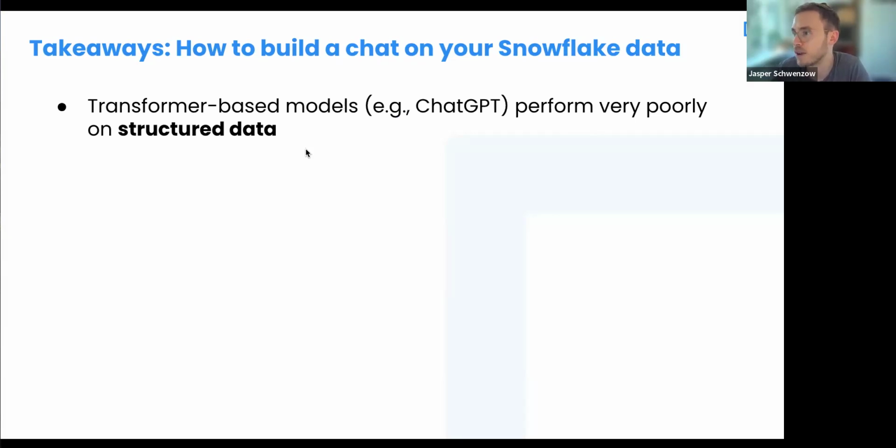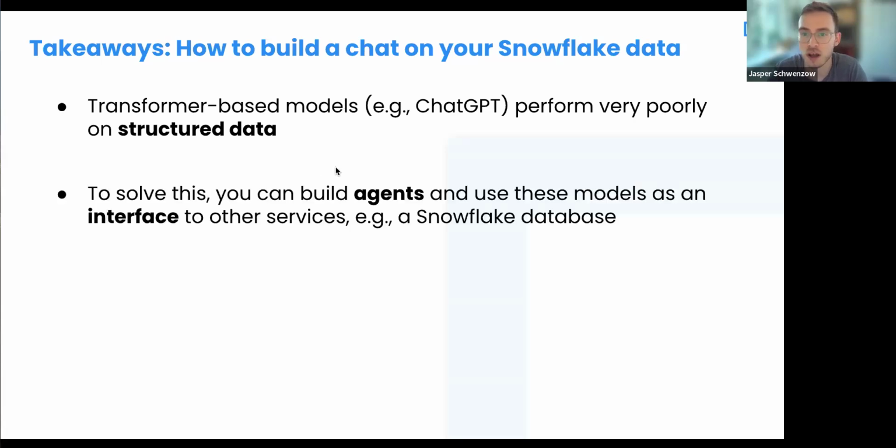The algorithm just isn't suited for this kind of data, and no matter what kind of training you do, you will probably never get to sufficient or very satisfying performance with this. So what do we do to solve this? You can build agents and use these models as an interface to other services. This means that you use ChatGPT because obviously you want to take a natural language input.